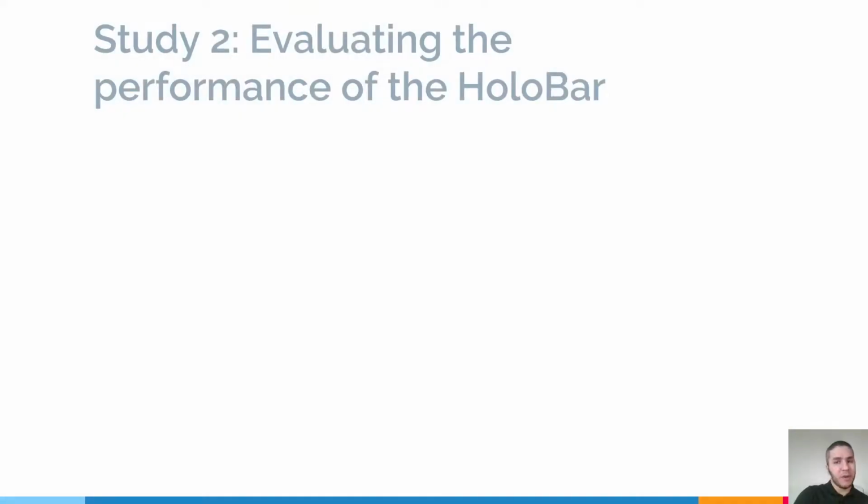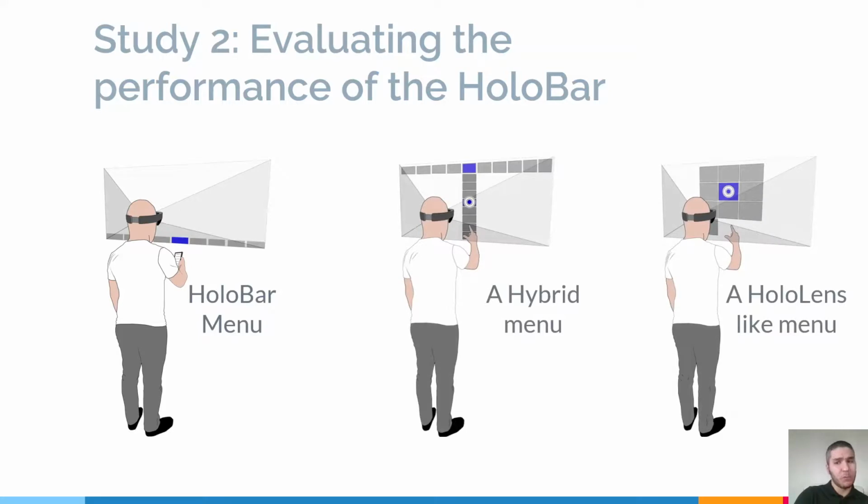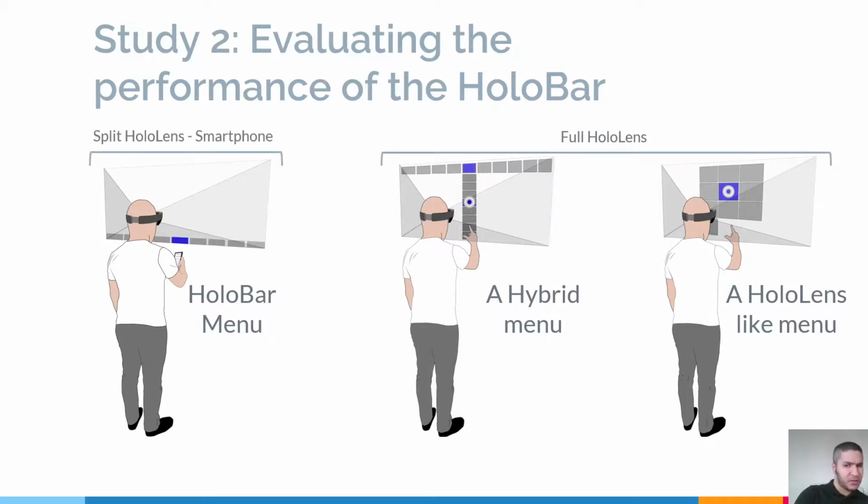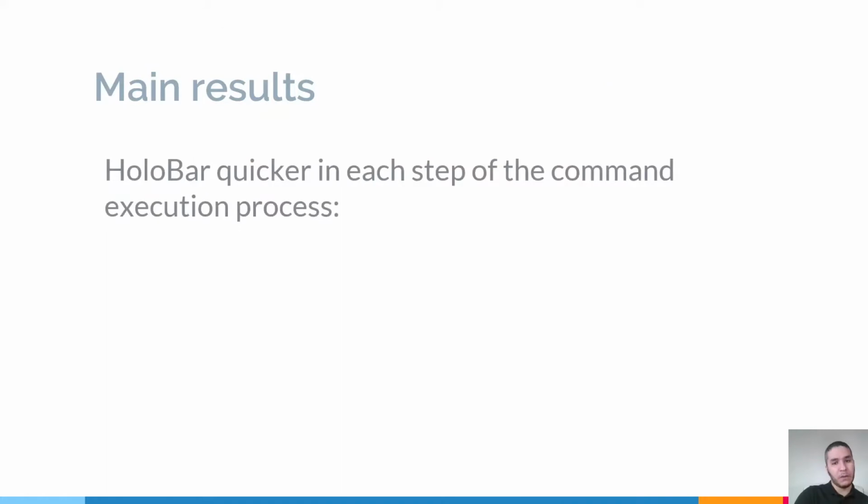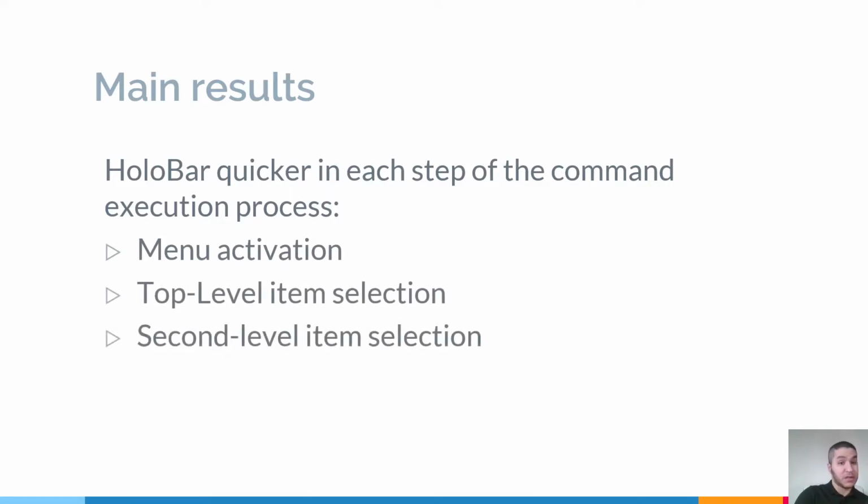Then we investigated the performance of the HoloBar for command execution compared to 2 other menus, so HoloLens-like menu and the hybrid menu, combining the interaction of the HoloLens menu with the layout of the HoloBar. This allowed us to compare the HoloBar in terms of menu distribution, so fully displayed on the HoloLens or split between the HoloLens and the smartphone, and menu layout, so either linear layout or grid layout. Results showed that the HoloBar ensured not only a quicker overall completion time, but also outperformed the other approaches in each step of the command execution process: the menu activation, top-level item selection, second-level item selection, and final validation.